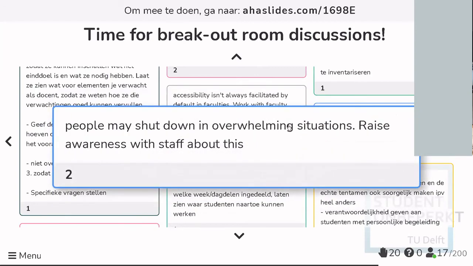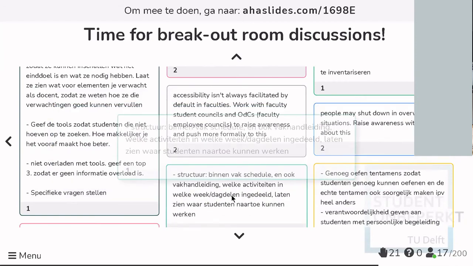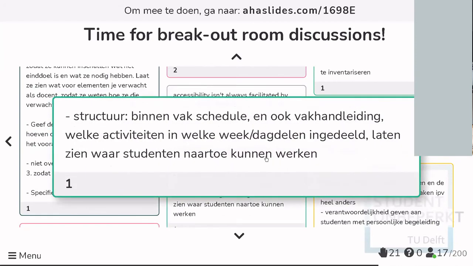People may shut down in overwhelming situations, raise awareness about this. And this is also a Dutch one. The structure within the schedule of the course, whatever it's going to be. Yeah, just structure of course.